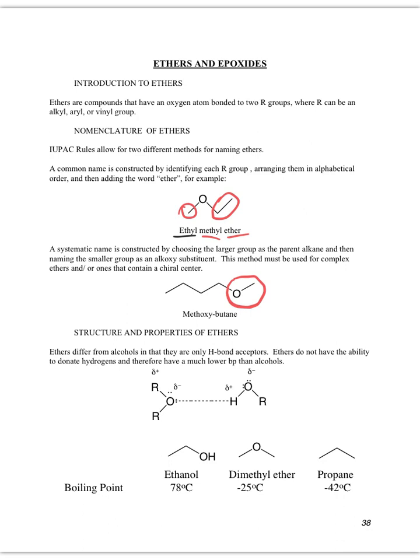Now ethers are slightly different than an alcohol in that the alcohol has the hydrogen on the oxygen. The ether has two alkyl groups. So since the corresponding molecular weight for all three of these is roughly the same, ethanol has the hydrogen bonding availability of the hydrogen on the oxygen, so the boiling point is much higher than either the dimethyl ether or the propane, because there isn't a hydrogen to hydrogen bond to.